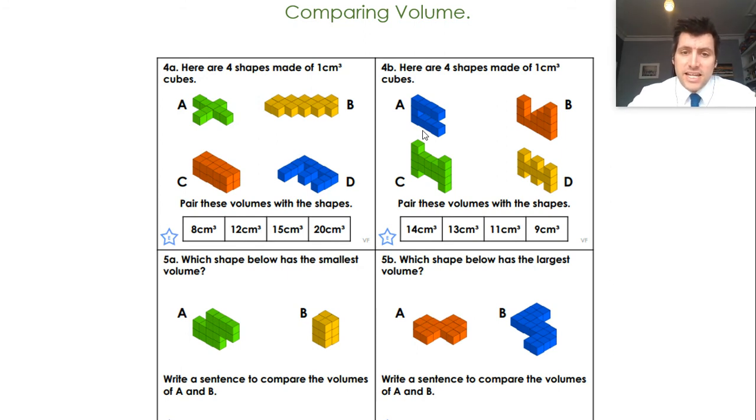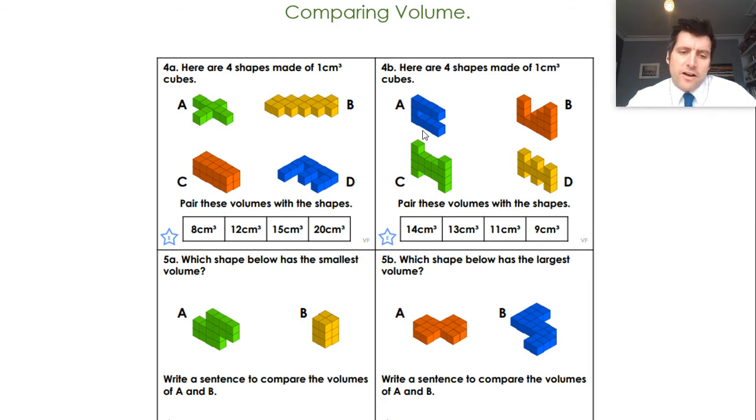So A, B, C, and D. What I do if I were you is identify them next to the value that you think they are. So if you see that the green one's looking quite small, just double check it is 8 and then write down 8 next to A. Okay, and do the same for B.